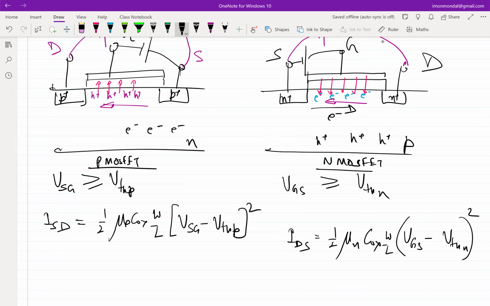Okay, fine. So let's stop here. We'll carry on with the same circuits using the NMOSFET in tomorrow's class.